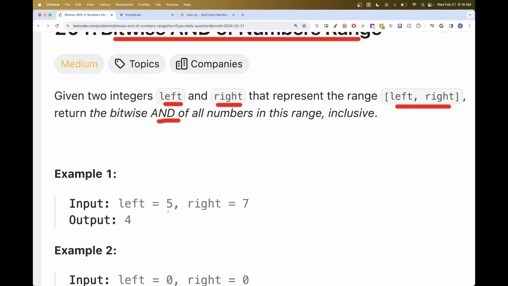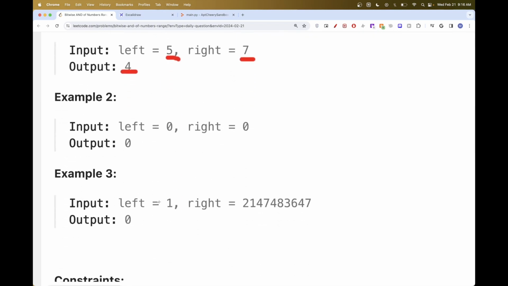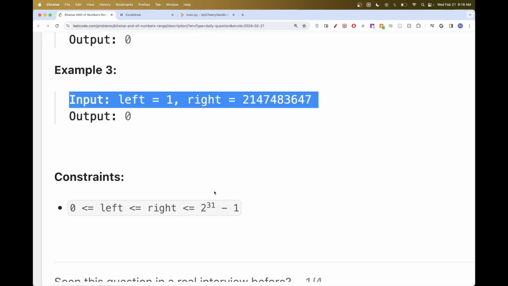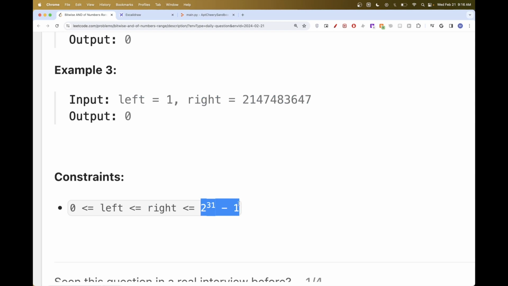Okay. So for example, 5 to 7. We want to return 5 and 6 and 7, and the result is 4. For this one, we want to return the AND of 1, 2, 3, all the way to this big number. Okay. So that's what we are asking. And notice here the range can be really big, like in this case. It can be even up to the last number that is created with 1 bits, 32 1 bits.